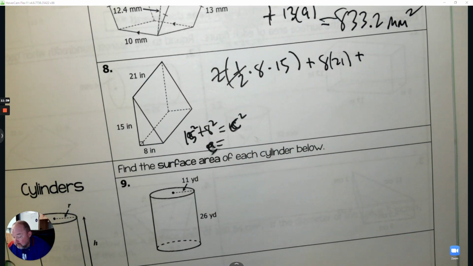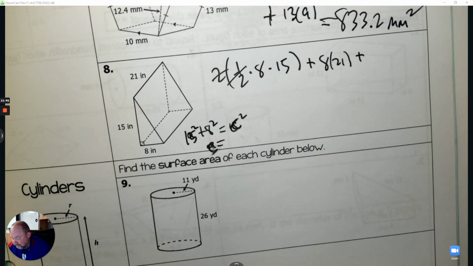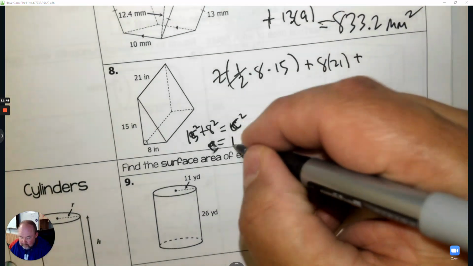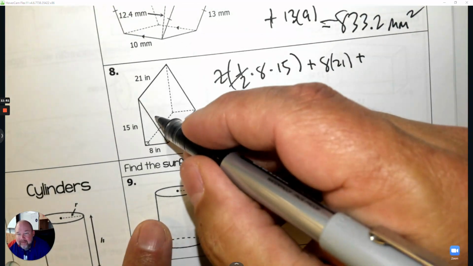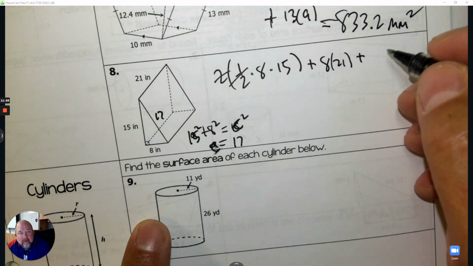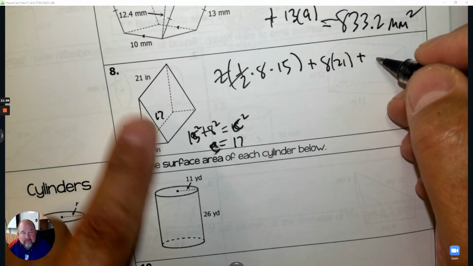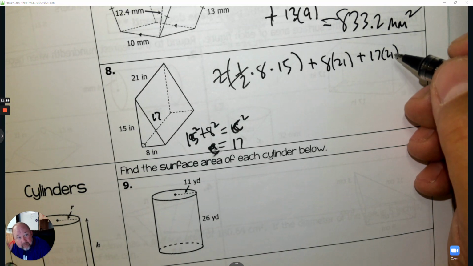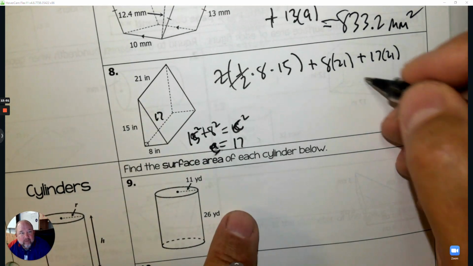And then I'm going to take the square root of that number, which I think is a perfect square. I know it's a perfect square. So that number is 17. So I need that number 17. So another rectangle here is 17 by 21. Which one did I miss? 15 by 21. There's the last one.